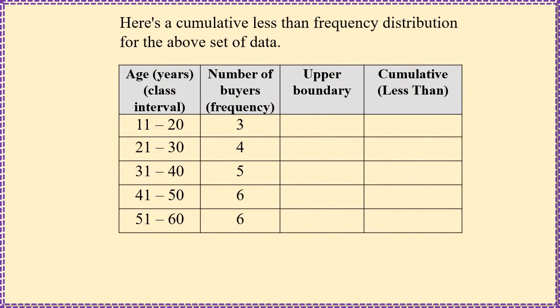Okay, here we know this is the class interval, and the frequency. So what is the upper boundary? We can take 20.5, 30.5, 40.5, 50.5. How about the cumulative frequency, the less than cumulative frequency? We just take this frequency and add up with the previous frequency. So for the first class, it should be the same as the frequency, which is equal to 3.